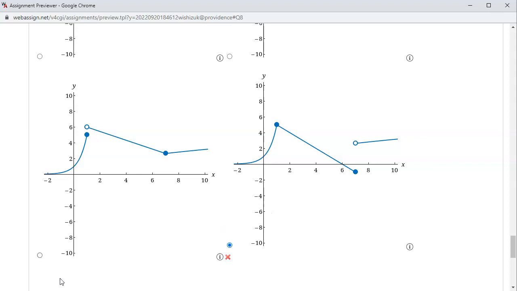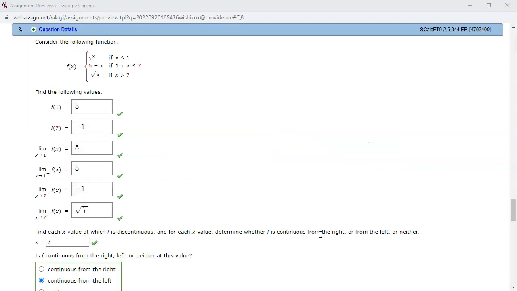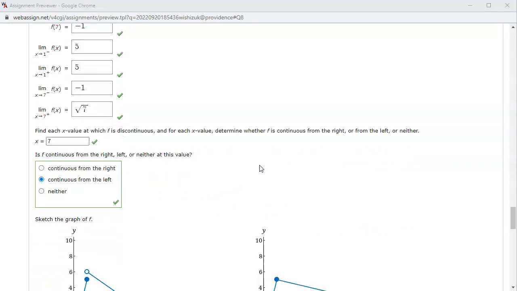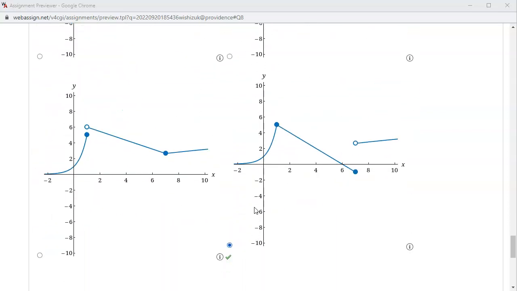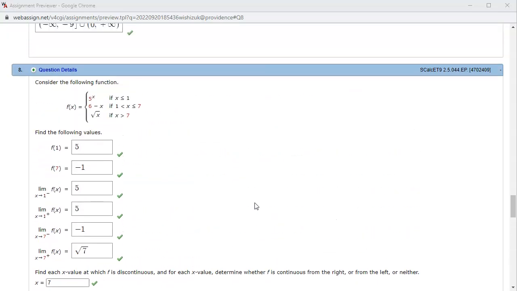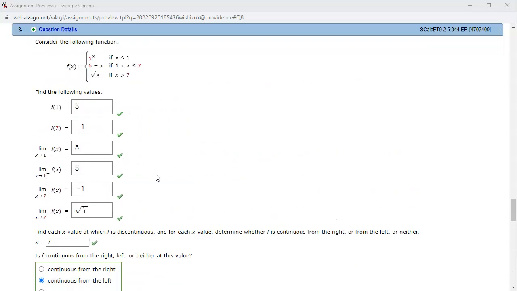Let's check the answer. All right, I came back and it looks like we got all parts, including the graph, correct. That's it. I hope that this was clear.